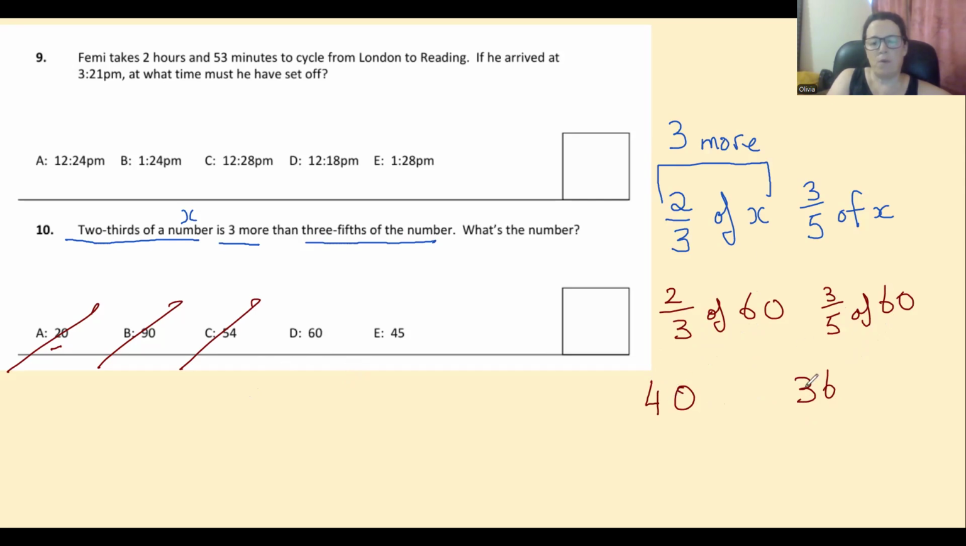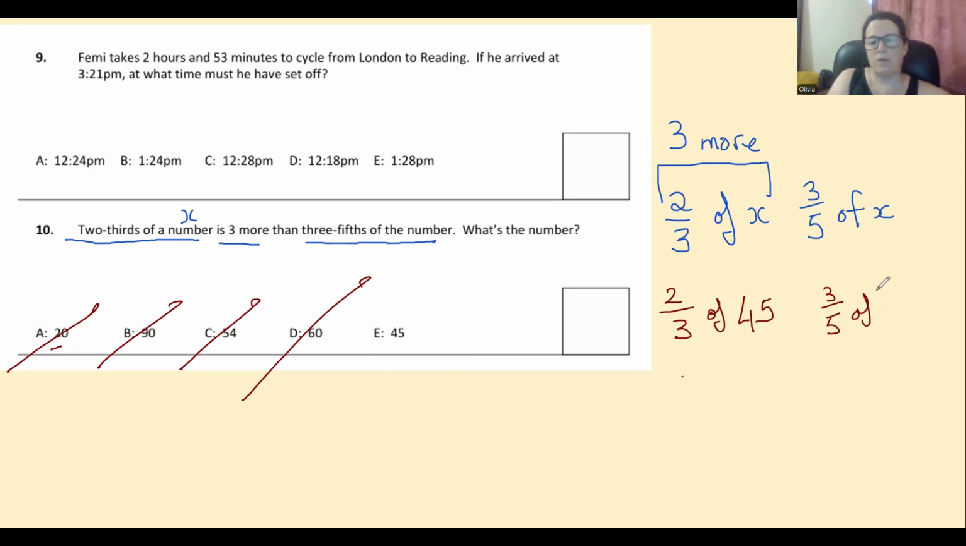Is 43 more than 36? No, that is not an option. Now, what you could do is it has to be this. The answer has to be this. But let's say, well, we need to check just in case we're doing it all wrong. But hopefully we were not. So I'm going to put in here 45.